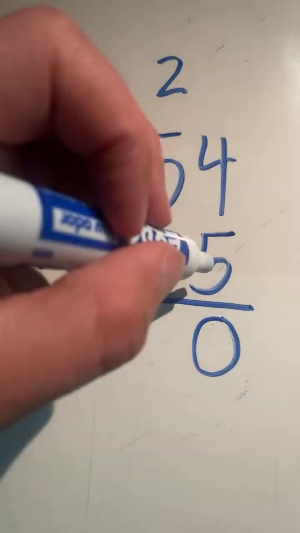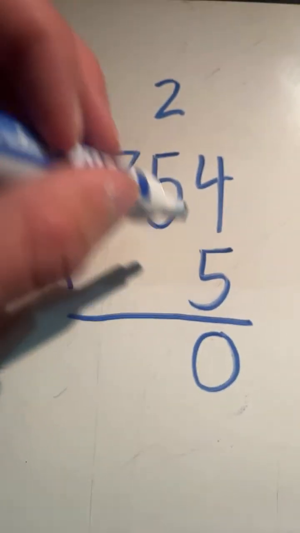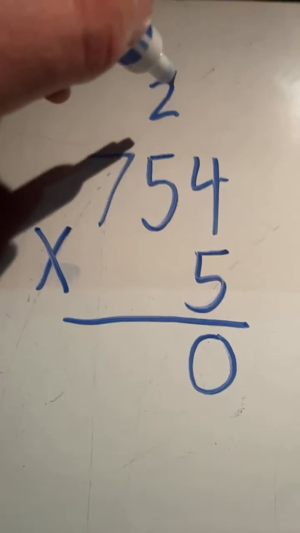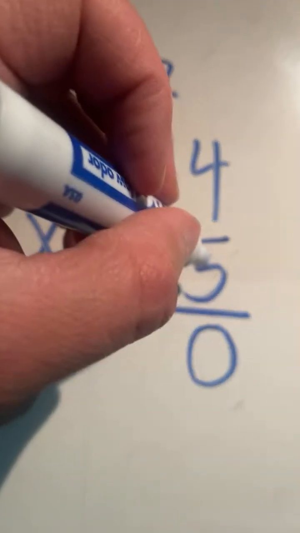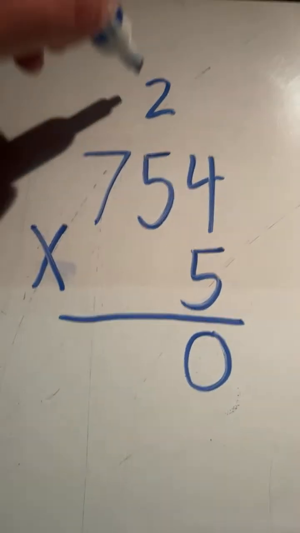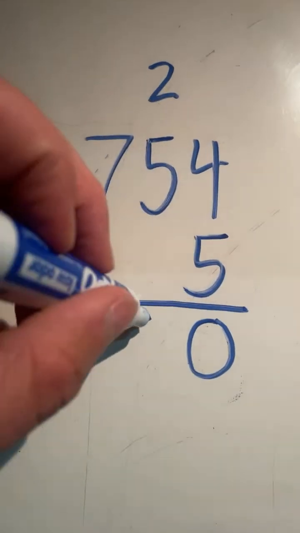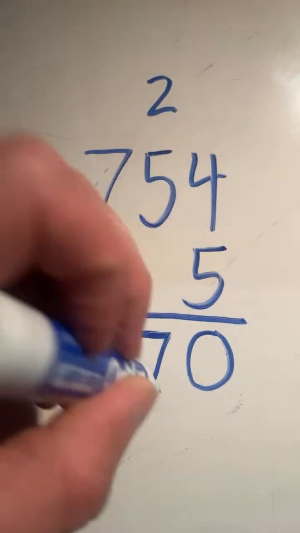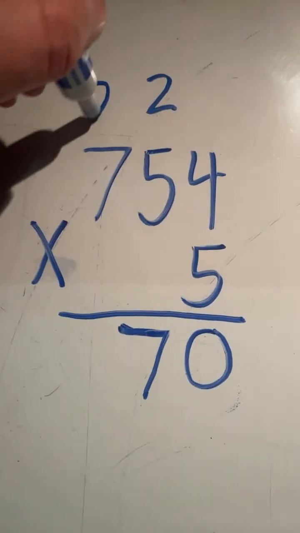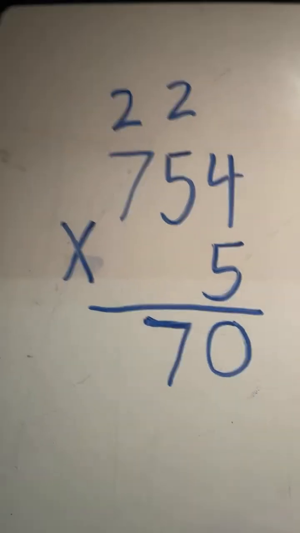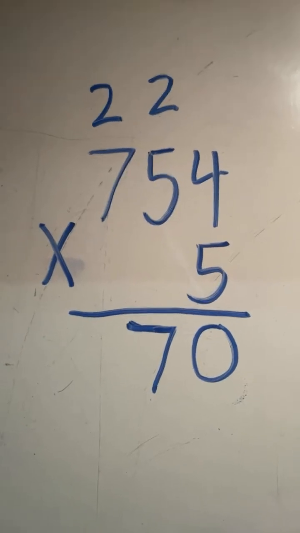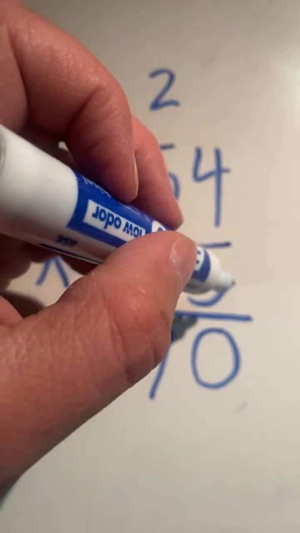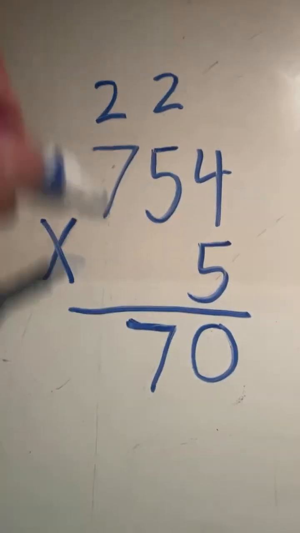Next, we are going to multiply 5 times 5. And then we have to add the 2 that we carried over to our answer. So 5 times 5 equals 25. Plus 2 equals 27. So the 7 in 27 is going to go in the tens place. The 2 is going to get carried over to the hundreds place, because we regroup whenever our product is 10 or more. 7 times 5 equals 35. Plus 2 equals 37.